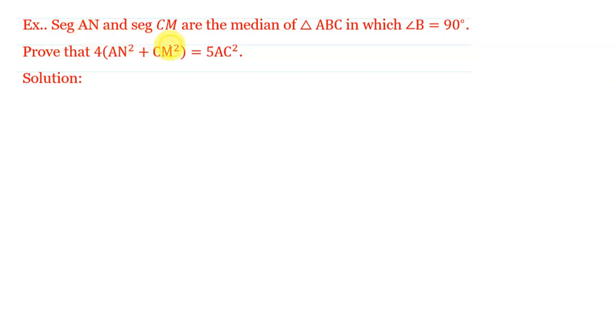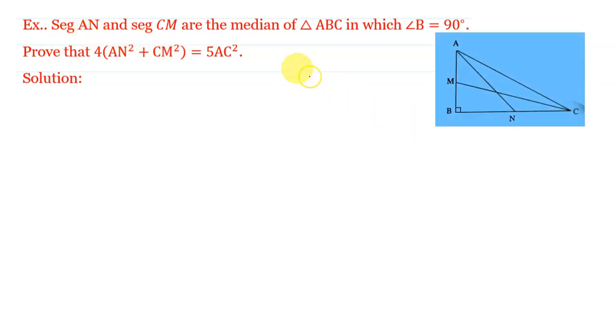Segment AN and segment CN are medians of triangle ABC. See, this is the triangle ABC. Segment AN and segment CM, these are the medians of triangle ABC. Angle B is equal to 90 degrees. Then prove that 4 times (AN square plus CM square) is equal to 5 times AC square.